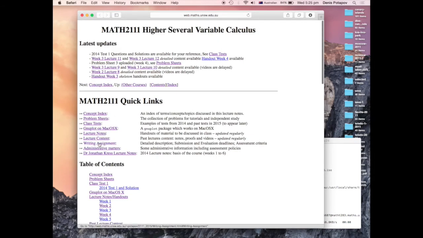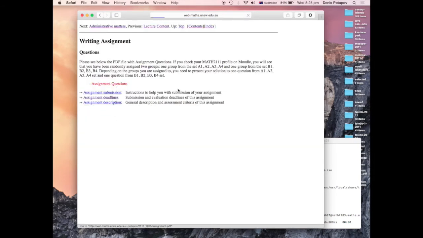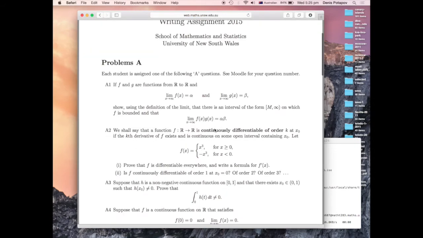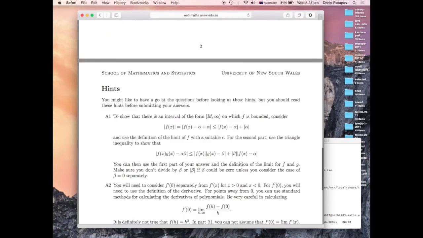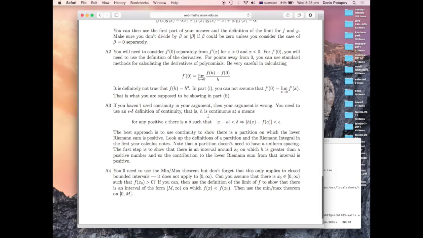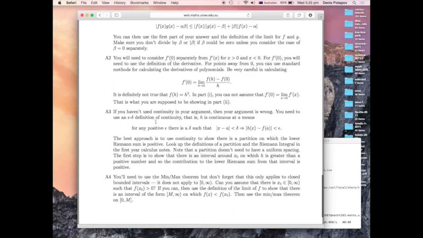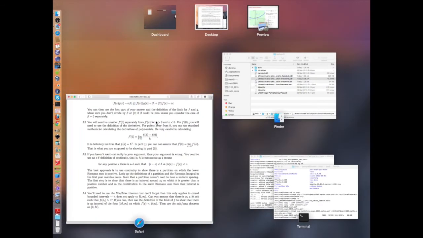So here's my writing assignment. Here's the questions. This question: suppose h is non-negative and continuous across 0, 1, and that there is a point where the function is non-zero. Prove that the integral is non-zero. If you scroll down to the hints, it's A3, wasn't it? It says, if you haven't used the continuity in your argument, then your argument is wrong. You need to use the epsilon delta to continue. Actually it doesn't tell you everything here, but it's the same idea which you used in this question as the idea which I need here.